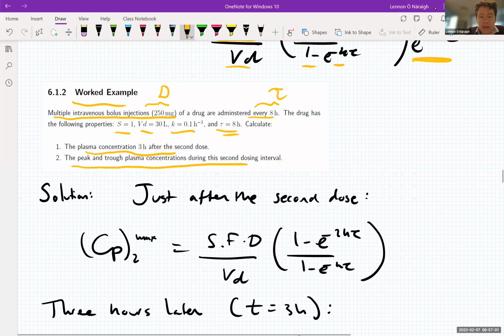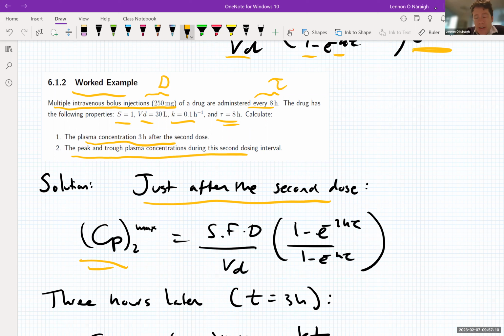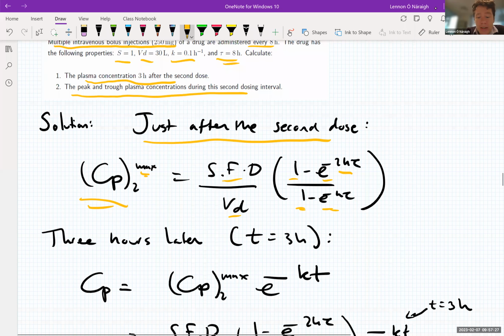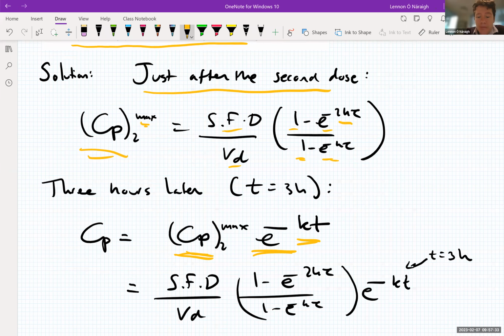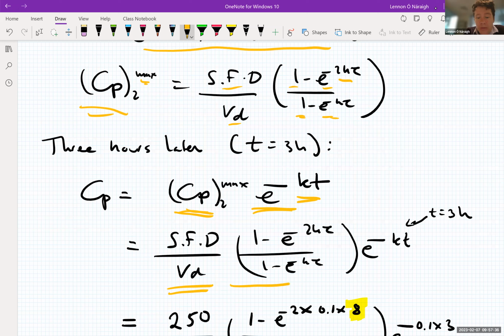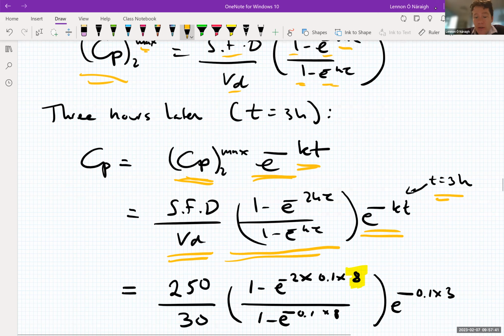Okay, so the solution: just after the second dose, we use the formula for Cp max, the one that we rather painstakingly derived. So just after the second dose, we have maximum Cp, SFD over Vd, 1 minus e to the minus 2 k tau over 1 minus e to the minus k tau. That's Cp max. And 3 hours later, I get some exponential decay, so it's Cp max 2 hit with e to the minus kt, where t is 3 hours.